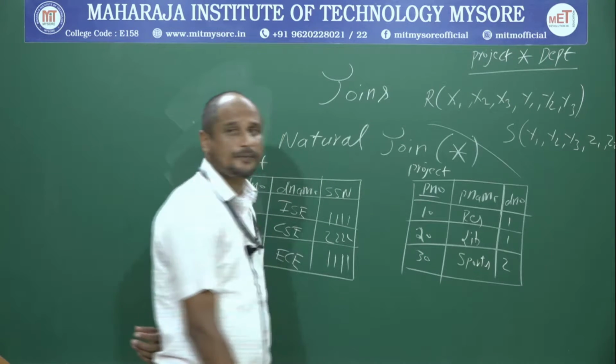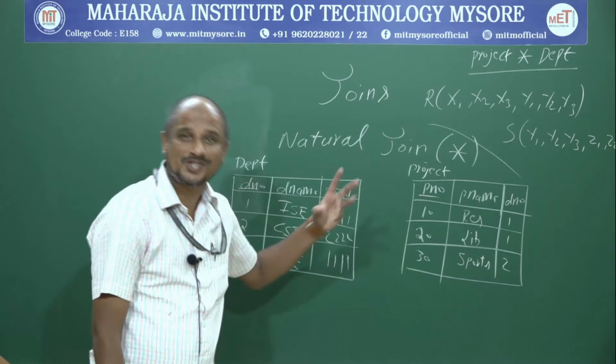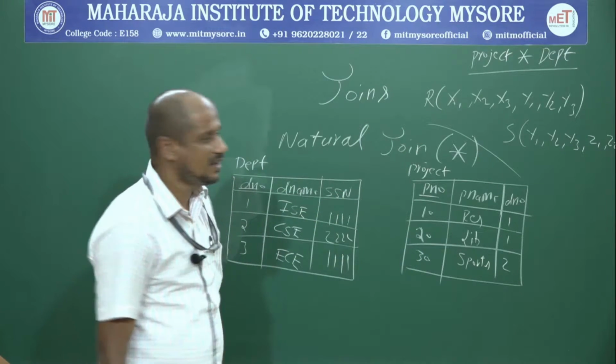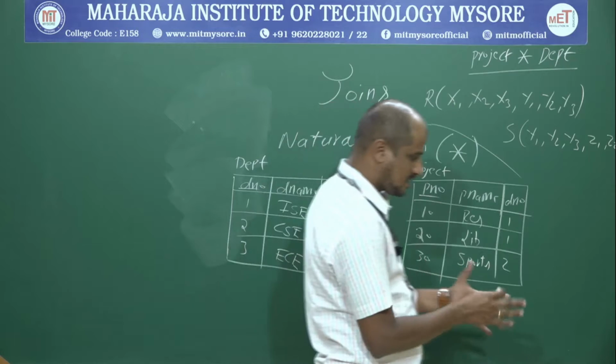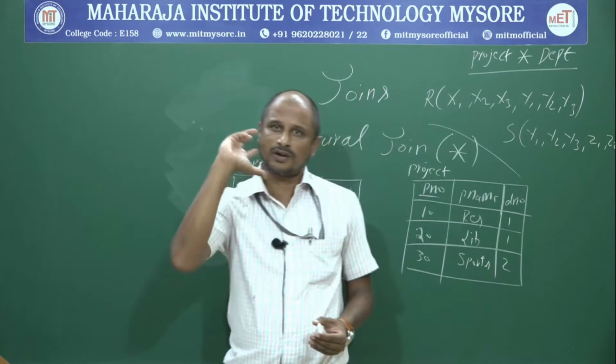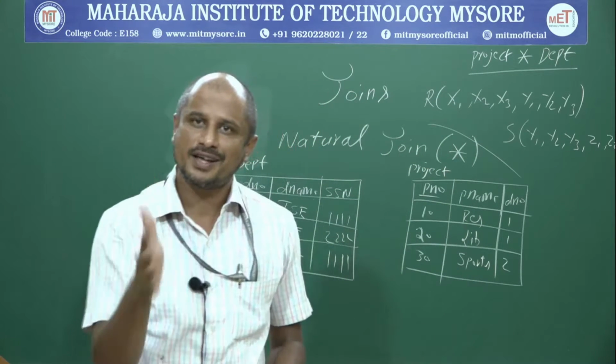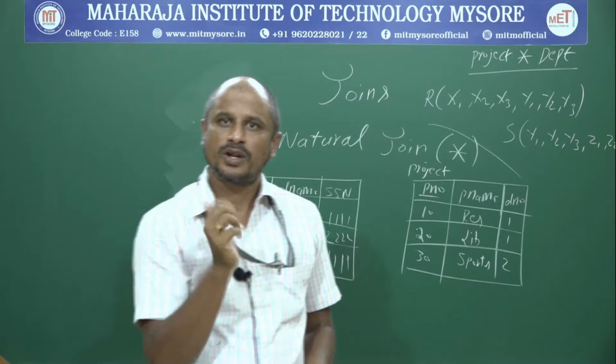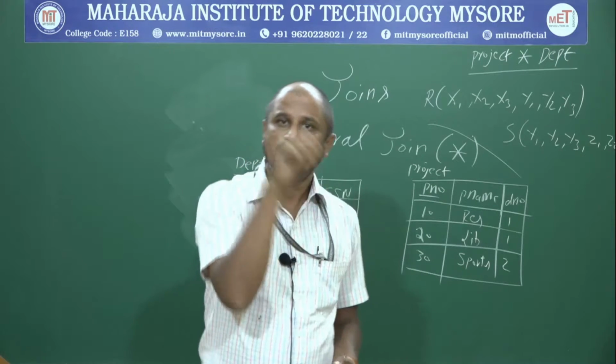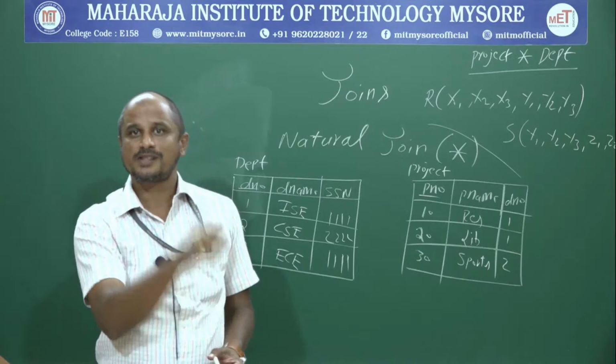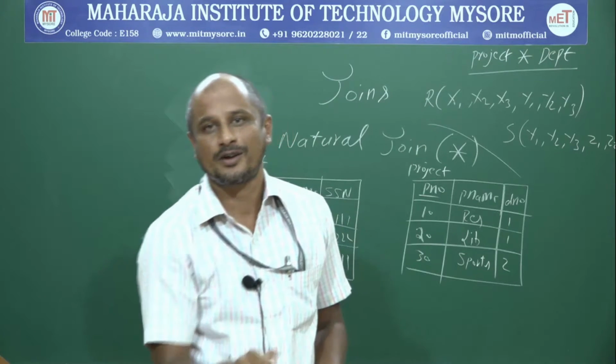My job is to do a natural join between these two relations. When you think about the two relations R and S with these attributes, a natural join joins the two tables using the common attributes.